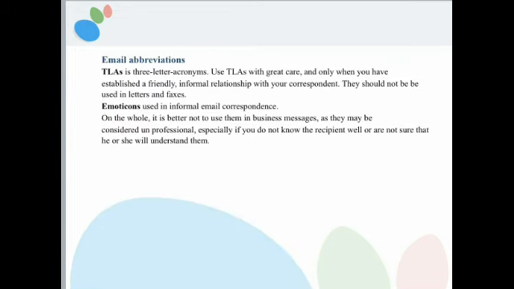Email abbreviations, TLAs, are three-letter acronyms. Use TLAs with great care, and only when you have established a friendly, informal relationship with your correspondent. They should not be used in letters and faxes. Emoticons are used in informal email correspondence. On the whole, it is better not to use them in a business message, as they may be considered unprofessional, especially if you do not know the recipient well or are not sure that he or she will understand them.